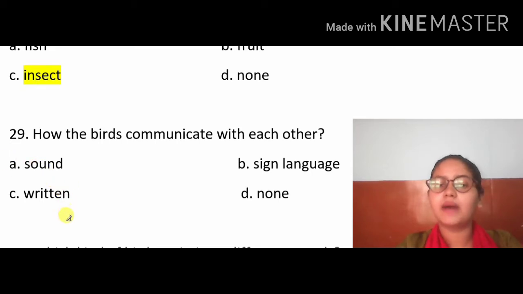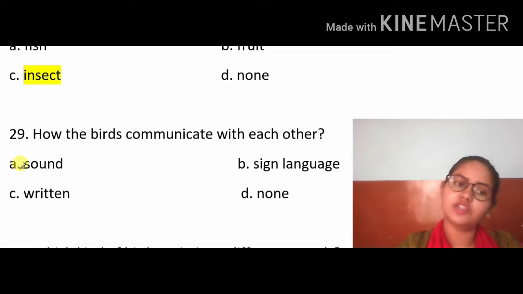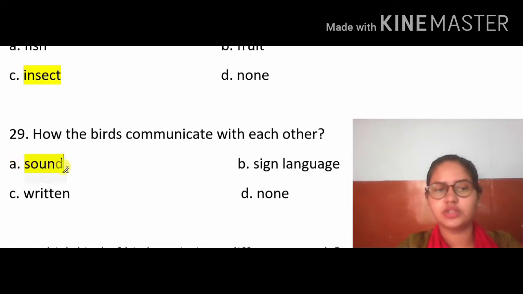They communicate by sounds, right? They have different kinds of sounds that they use to communicate to other birds. So the first one, A, is sound, how the birds communicate with each other. With the sound they communicate with each other. So the 29th answer is A.